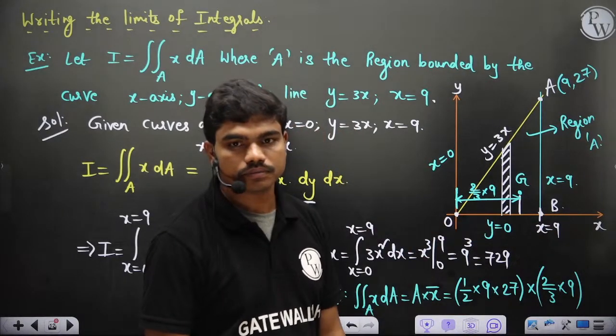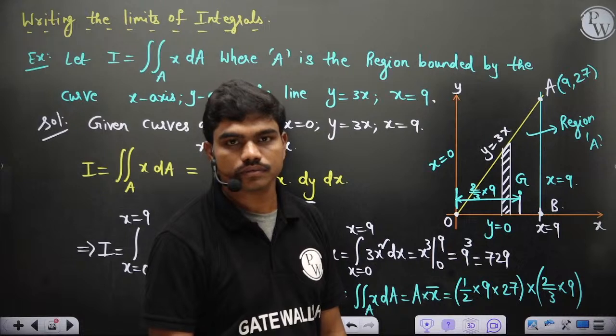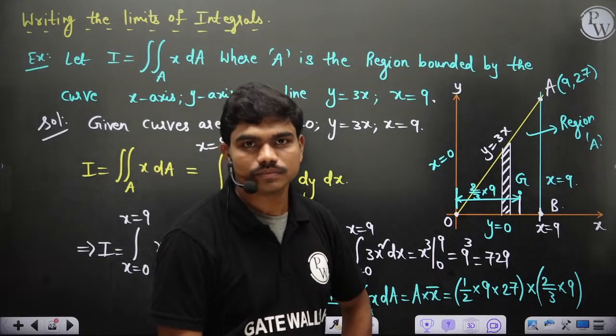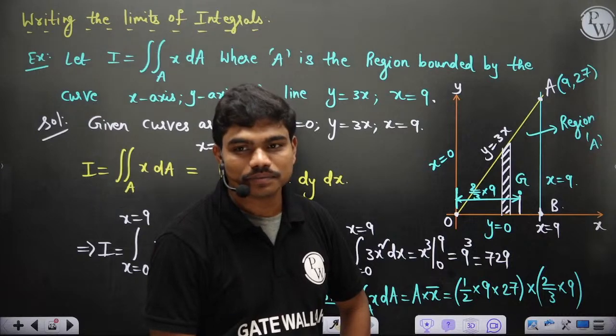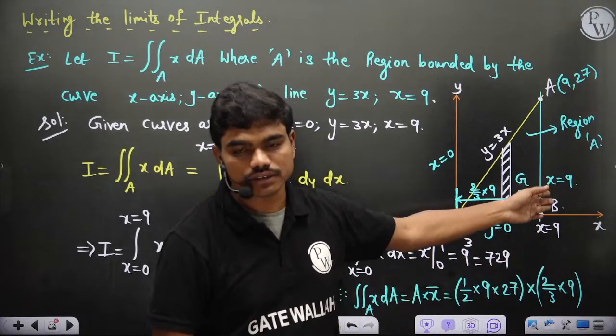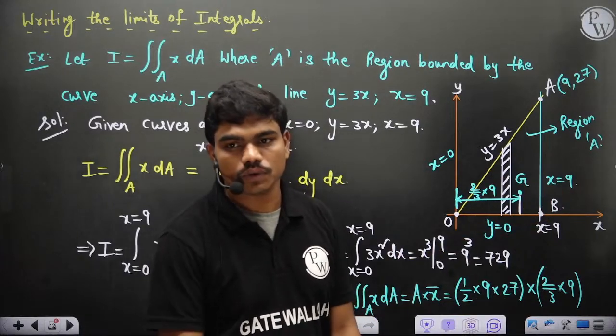Can you get this? This is area, and this is the x coordinate of the centroid, obviously, for that figure. It's a triangle, it's a known geometry, so I'm doing it.